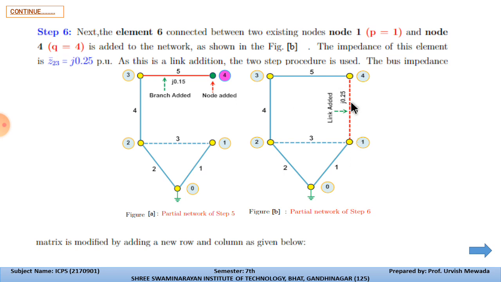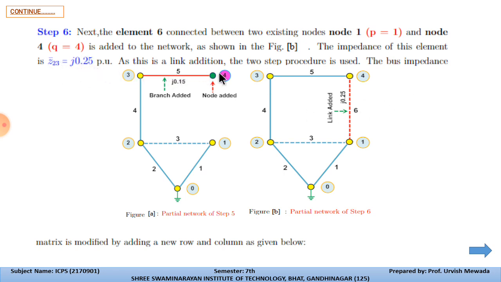So over here, it is added to the network. As shown in this figure B, this is the partial network for step number 6. This is the diagram for step number 5. The impedance of the element is Z23, which is 0.25 pu. Again, Z41 will become 0.25 pu.